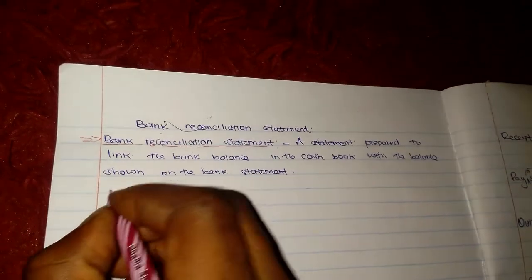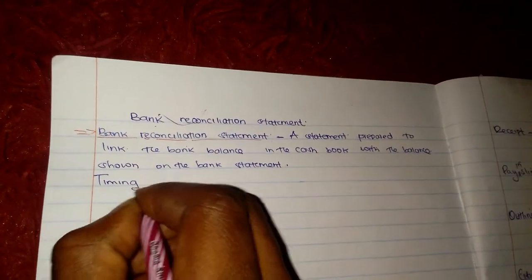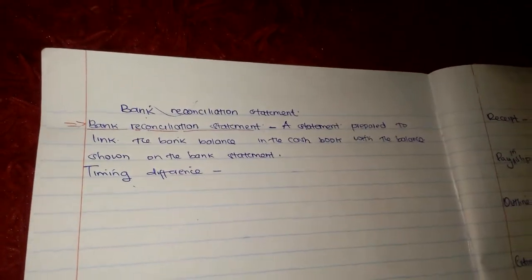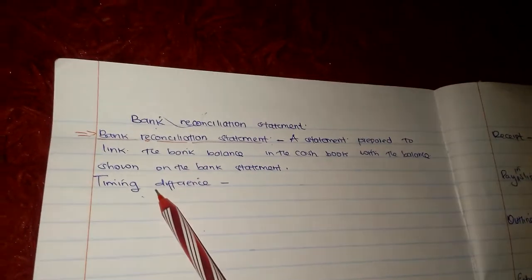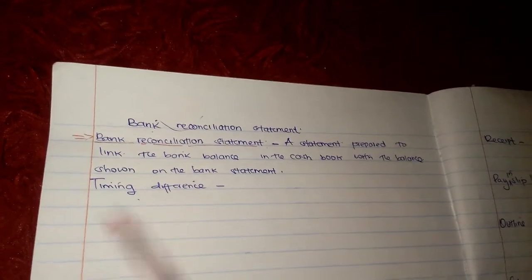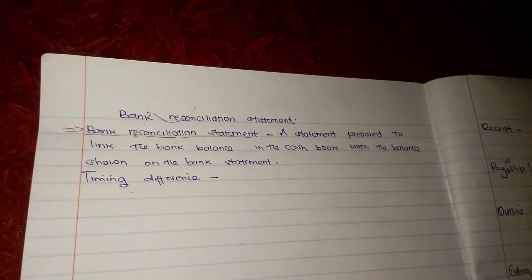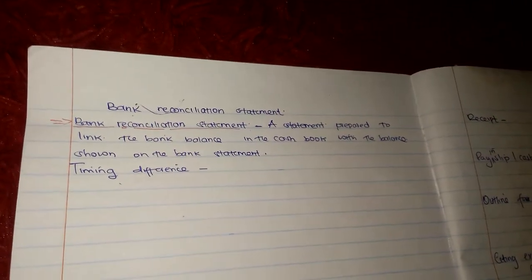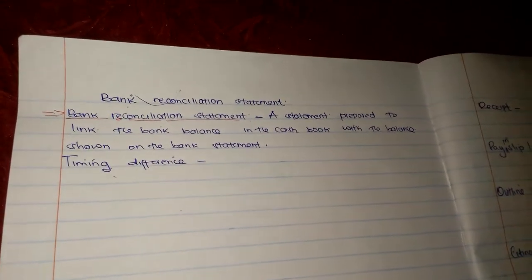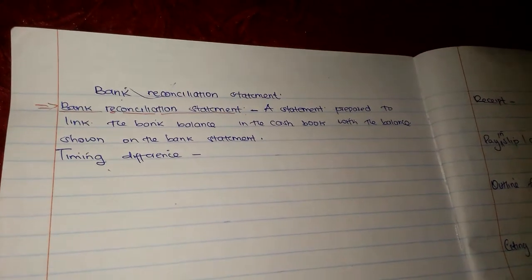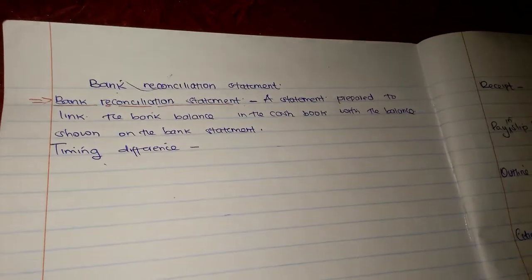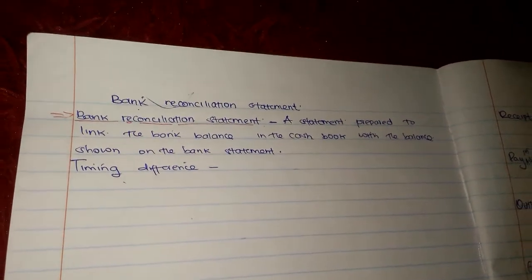Then the other thing is about timing difference. You'll find out that later. This is the main reason that makes the bank balance in the cash book differ from that in the bank statement. So what is a timing difference? It is a difference between the bank statement and the cash book that will be corrected over time, such as, for example, unpresented checks and outstanding lodgements. That will be recorded over time.